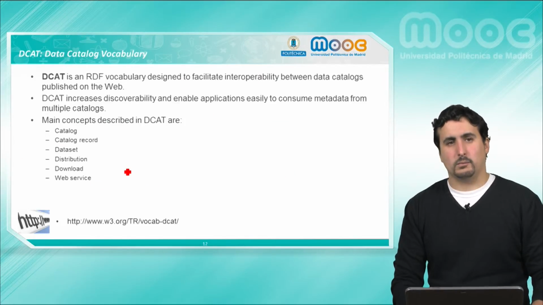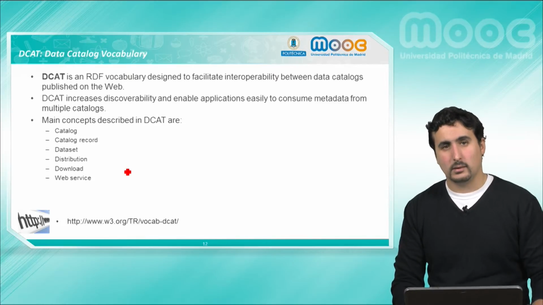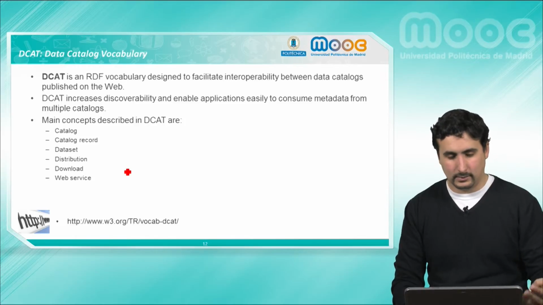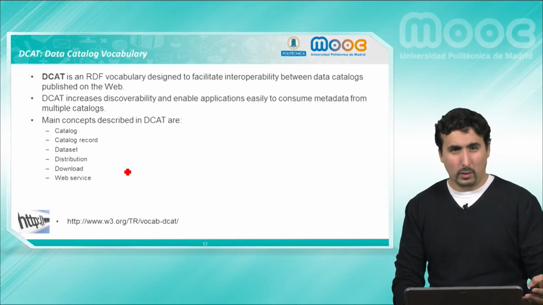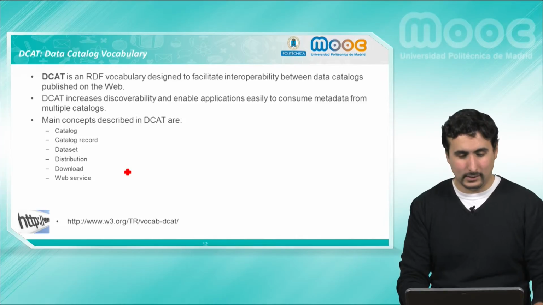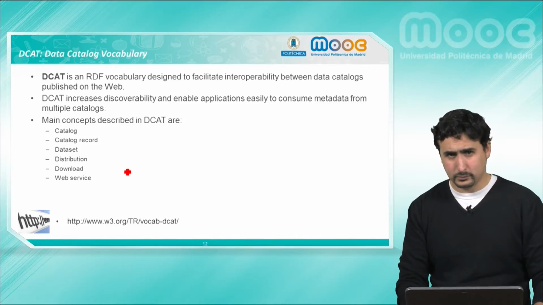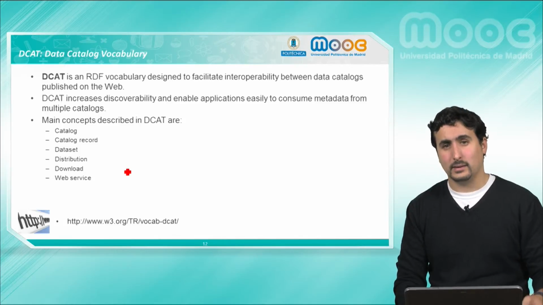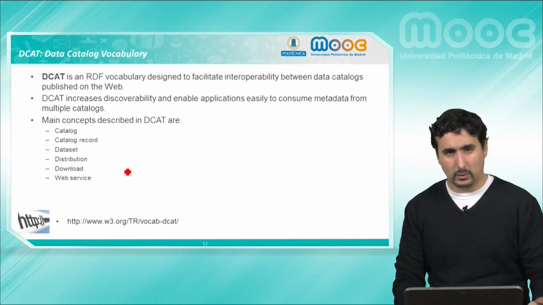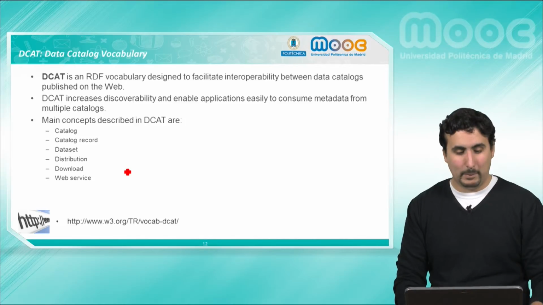DCAT, apart from void, serves mainly the same purpose as void, that is, it describes information about a dataset. As in the case of void, it works around the concept of a dataset and data catalog, including information about it and its related services and, for example, download information, among many others.